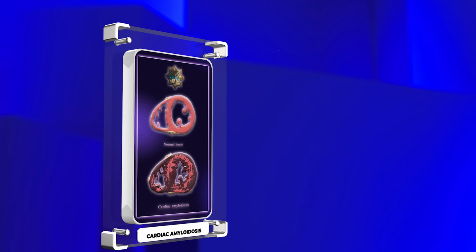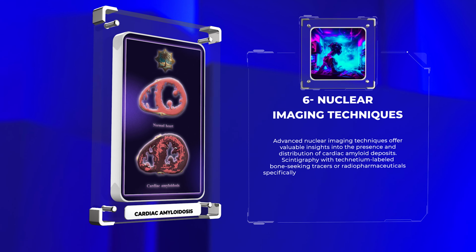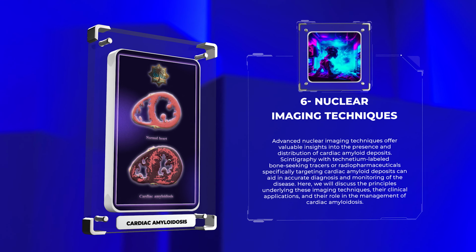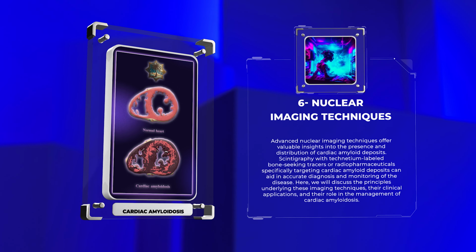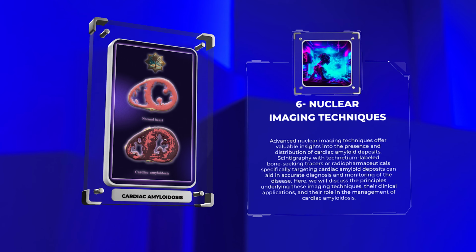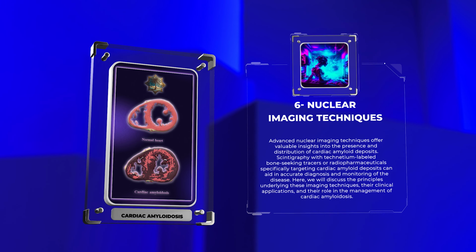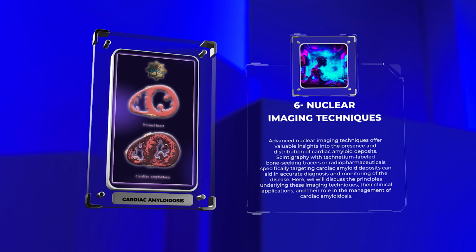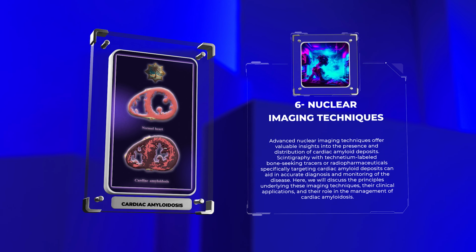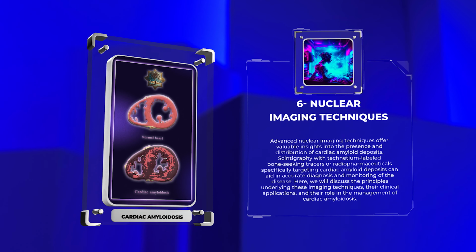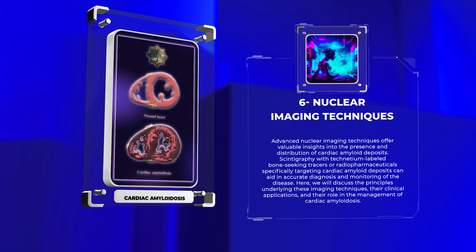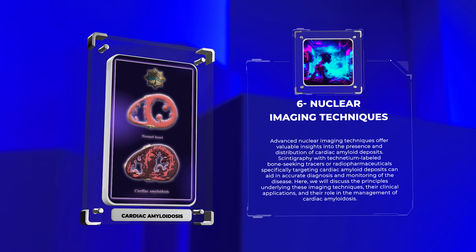Advanced nuclear imaging techniques offer valuable insights into the presence and distribution of cardiac amyloid deposits. Scintigraphy with technetium-labeled bone-seeking tracers or radiopharmaceuticals specifically targeting cardiac amyloid deposits can aid in accurate diagnosis and monitoring of the disease. Here, we will discuss the principles underlying these imaging techniques, their clinical applications, and their role in the management of cardiac amyloidosis.